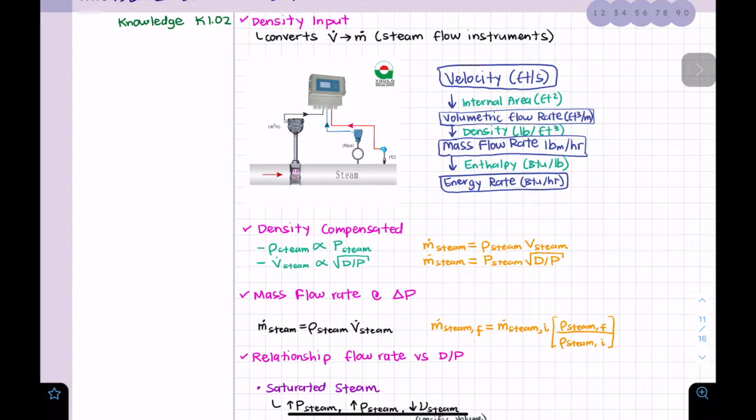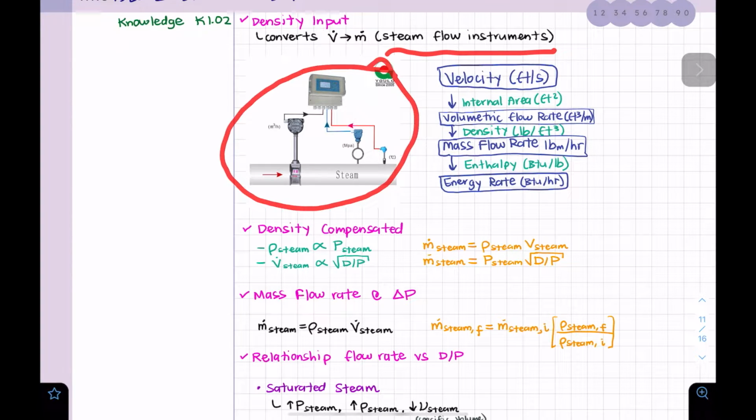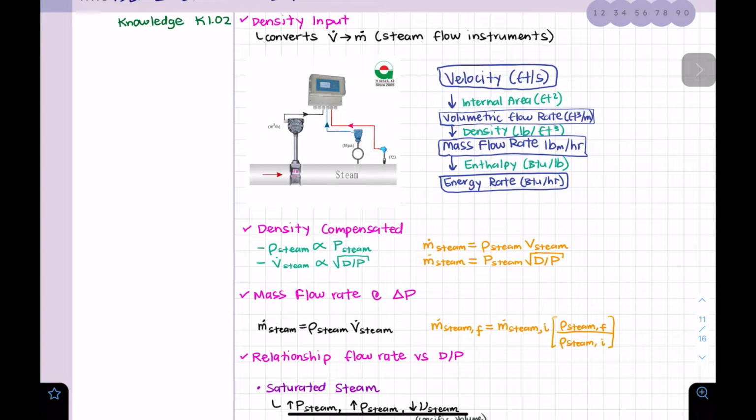So let's get started. So in here, we're gonna have first a steam flow instrument that is gonna look something like this. What do we need to know about steam flow instruments, right? So the steam flow instruments are gonna convert, in GFEs, they're converting volumetric flow rate to mass flow rate, right? So we use this type of steam flow instruments, right? Because we measure the steam flow because we want to get some steam energy information.